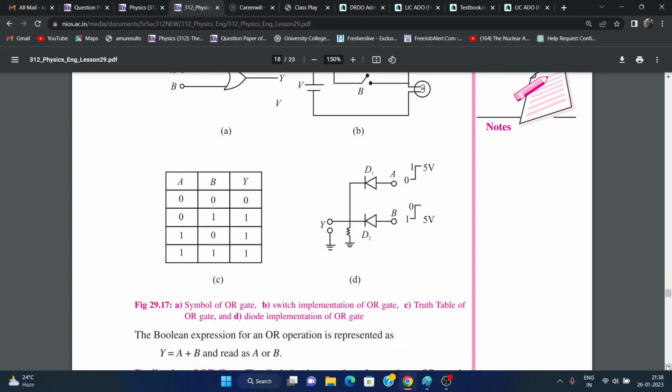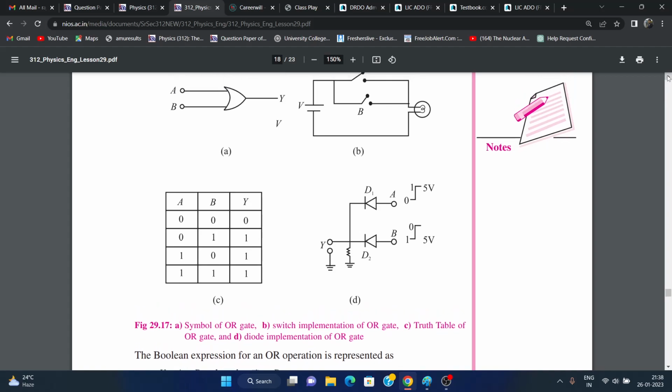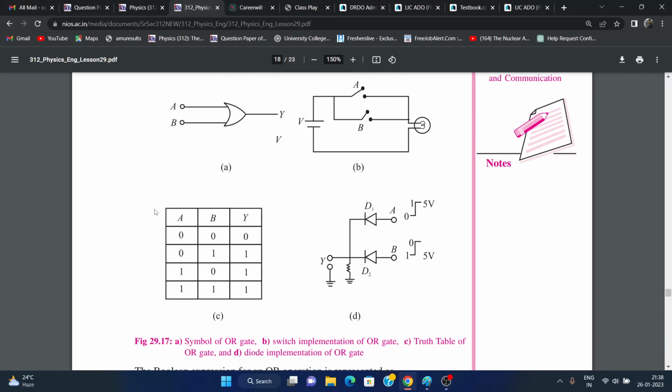and the Boolean expression for an OR operation is represented as Y is equal to A plus B and read as A or B. We write it as plus but read as OR. Now the truth table of OR gate is this, where we can see that if both of the inputs are 0, then output will be 0. If one of the inputs is 1, then the output will be 1, and if both of the inputs are 1, then the output will be inevitably 1.